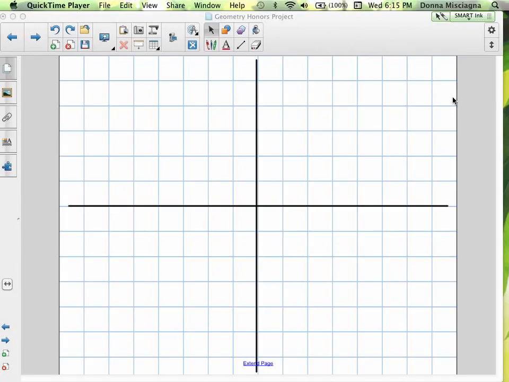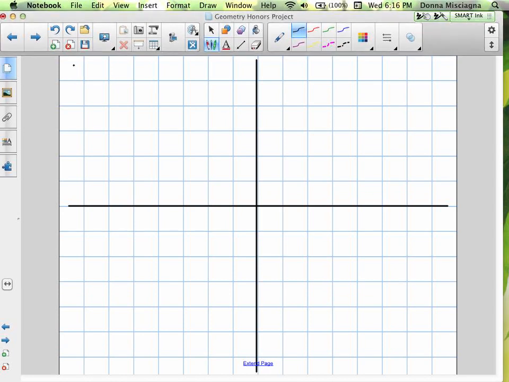Welcome back. So now we're going to get started on number 11. A pair of perpendicular lines with equations written in slope-intercept form. So remember that perpendicular lines have slopes that are negative reciprocals.